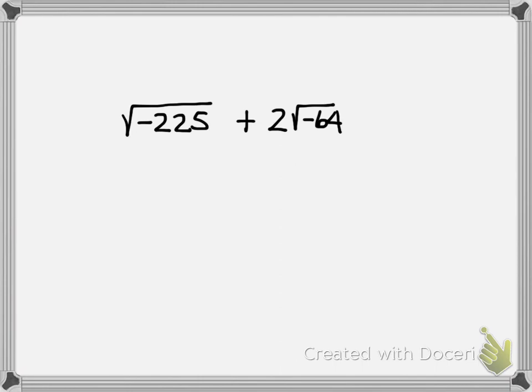Looking at another problem where we have to add some things together, we want to work with these individually. I notice that I have a negative inside that square root, so I'm going to pull out that i, and I have 225 left, and actually 225 is a perfect square. That is 15. I'm adding on there 2.